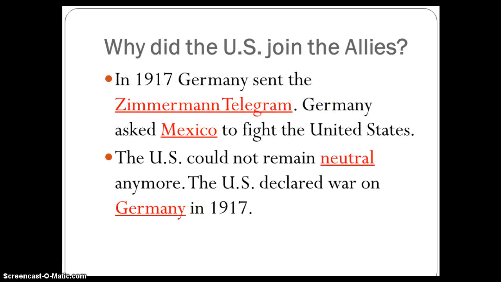In 1917, Germany sent the Zimmermann telegram. Germany asked Mexico to fight the United States. When the United States discovered this, they could not remain neutral anymore. The U.S. declared war on Germany in 1917.